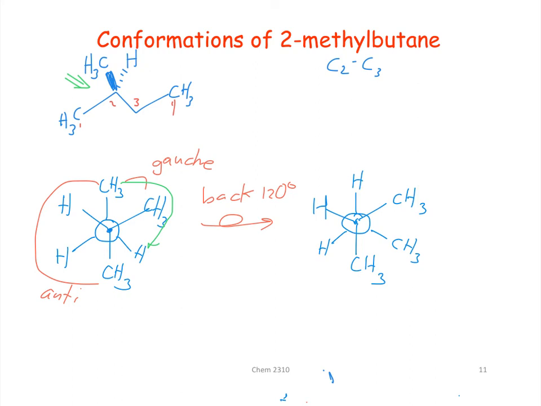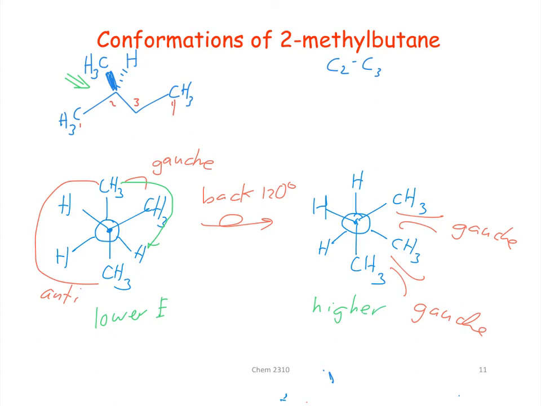Which of these two structures do you think would be lower in energy? The first one, right? Why? Because one of the relationships is anti, the other one is gauche. What does this new one have? There's two. This one is gauche, and this one is gauche as well. So the first one would be lower energy, and this one would be higher.